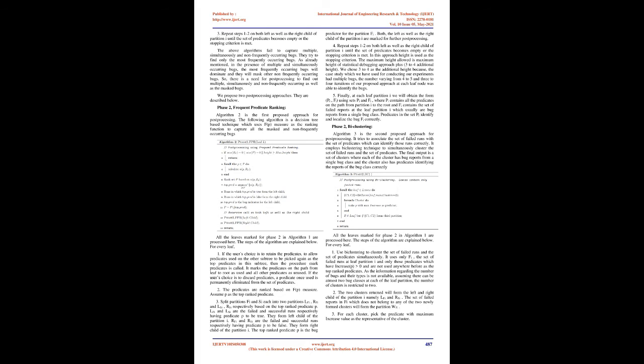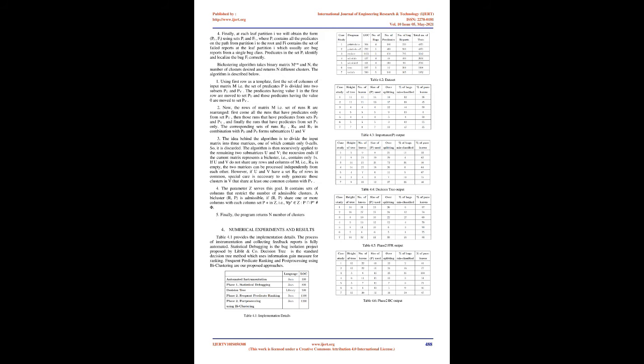3. Split partitions Phi and Si each into 2 partitions LPhi, RPhi, and LSi, RSi respectively based on the top-ranked predicate P. LPhi and LSi are the failed and successful runs respectively having predicate P to be true. They form left child of the partition I. RPhi and RSi are the failed and successful runs respectively having predicate P to be false. They form right child of the partition I. The top-ranked predicate P is the bug predictor for the partition Phi. Both the left as well as the right child of the partition I are marked for further post-processing.